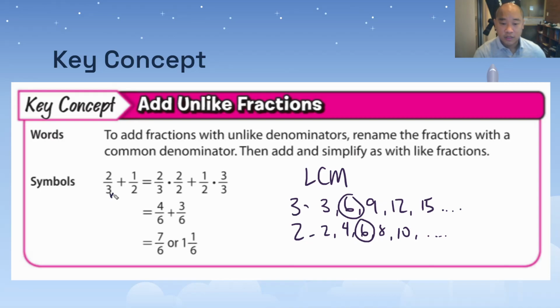So you have to multiply this by 3 over 3 and multiply this by 2 over 2. Remember that if you're multiplying a number by 2 over 2 or 3 over 3 or any number over itself, then you're basically multiplying by 1, and you don't really change the number, you just change the form of that number.